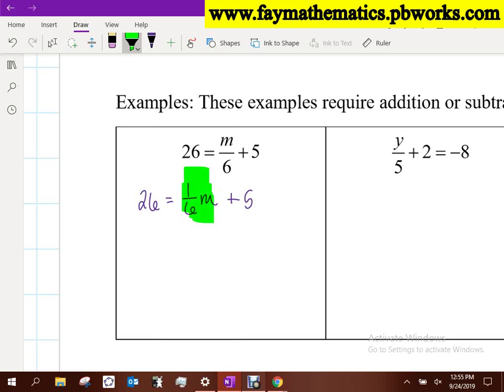Okay? But we have to use our inverse operations to do that. So if I want positive 5 to vanish, meaning I want it to go to 0, what do I need to do first then? Lindsay?